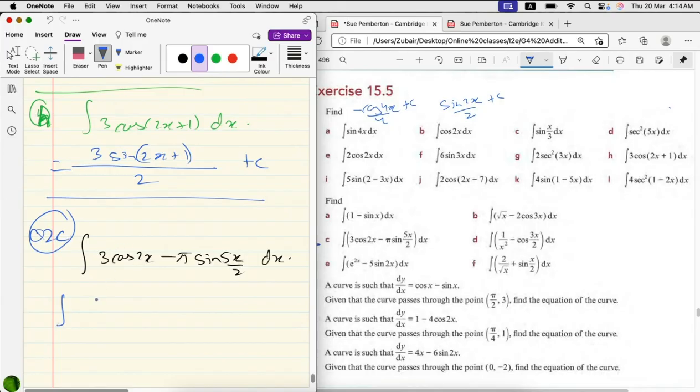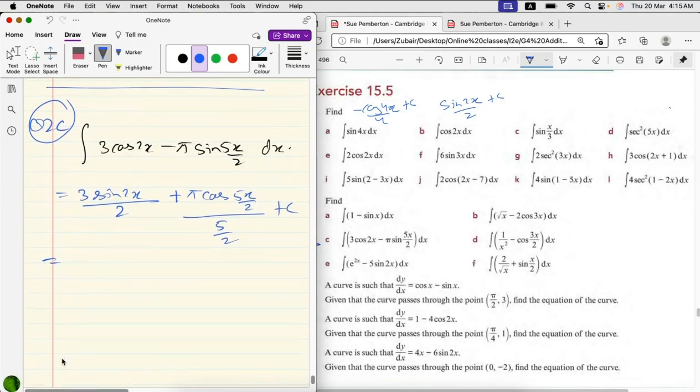Now cos integrated would become sine, and there's no need for this sine. So that's 3 sine 2x over 2 minus pi. Sine becomes minus cos, so minus minus will be positive. Cos 5x over 2, and differentiation of the angle is 5 by 2, plus c, and then simplification.